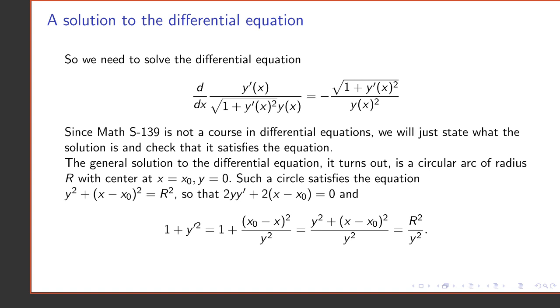And now I can solve for y prime, calculate 1 plus y prime squared. So that'll give me 1 plus this squared over that squared. And when I put everything over the common denominator and use the equation for the circle, I discover that 1 plus y prime squared equals r squared over y squared.